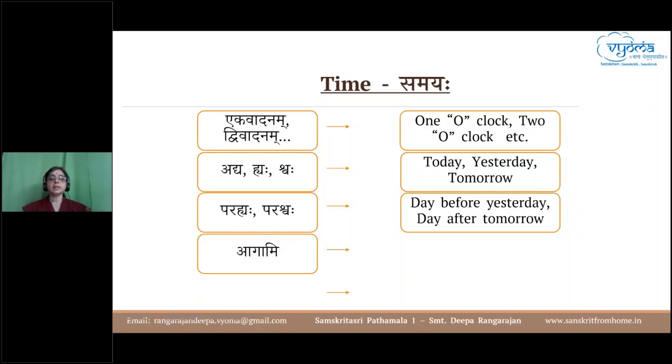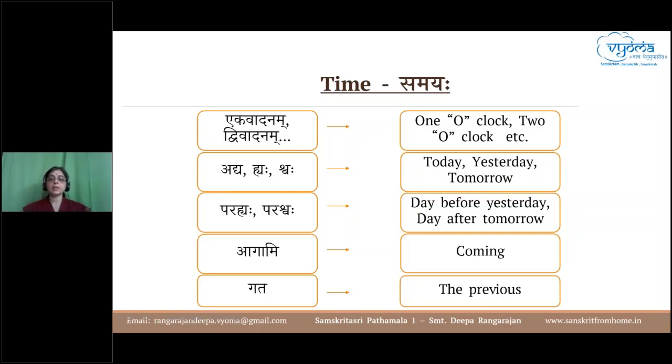Agami is the coming. So in the coming week, Agami Saptahe. So we say Agami for the coming month or coming week. The word Agami is used. Gata is past. So Gata Saptahe, Gata Varshe, in the last week, in the last year, etc. The previous year is referred to with the word Gata.